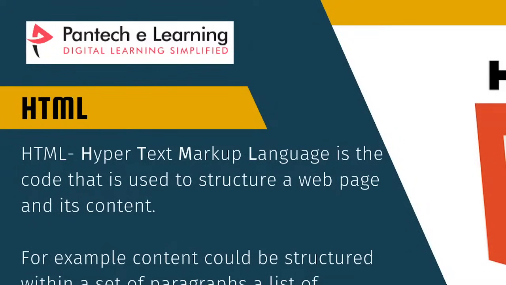So you can see we are entering into HTML. What is HTML? Hypertext Markup Language, which is the code used to structure a web page and its content. Content can be structured within a set of paragraphs or a list of bullet points, or you can use images or any sentences as well. With the help of HTML only, we are going to create the content in the web page, either in paragraphs, in bullet points, or using images.